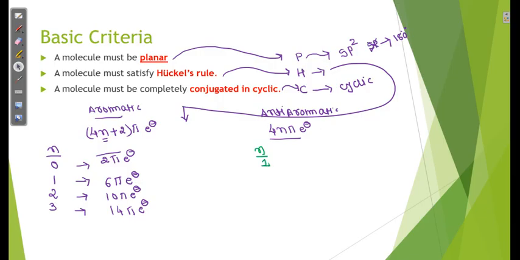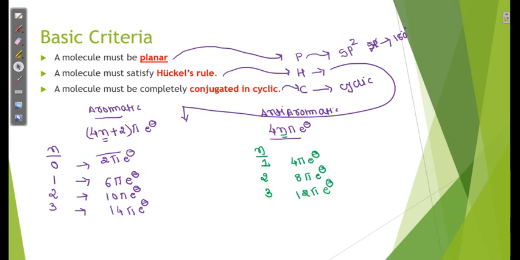In the case of 4n, n equal to 0 is not possible, as there is no pi electron; it is non-aromatic. Now if we keep n equal to 1, then we get 4 pi electrons. If n is equal to 2, then we get 8 pi electrons. If n is 3, then we get 12 pi electrons. This is all a little bit theoretical.